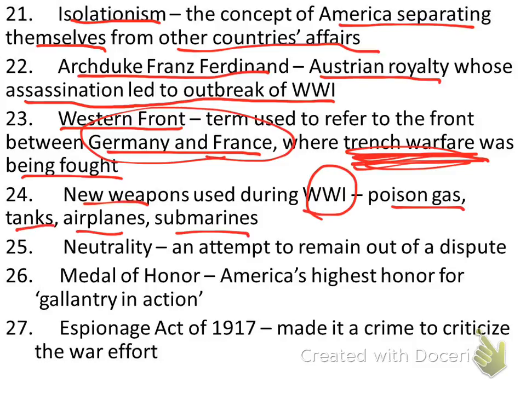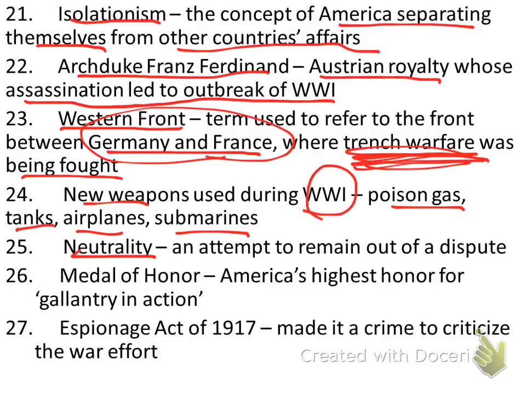Now, number 24, there were several new weapons being used during World War I: poison gas, tanks, airplanes, submarines. Now, we'll go into each and every one of these in more depth in other venues, either other PowerPoints or videos, but these were all new, and they were all used with great efficiency, great effectiveness. The numbers were staggering, upwards of 20 million dead during World War I. And a lot of that came from these new weapons being used.